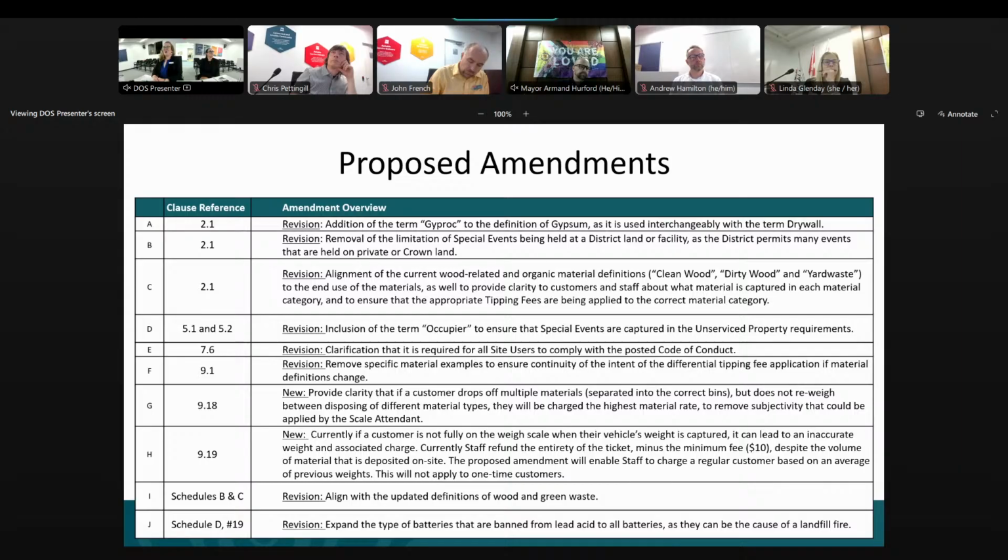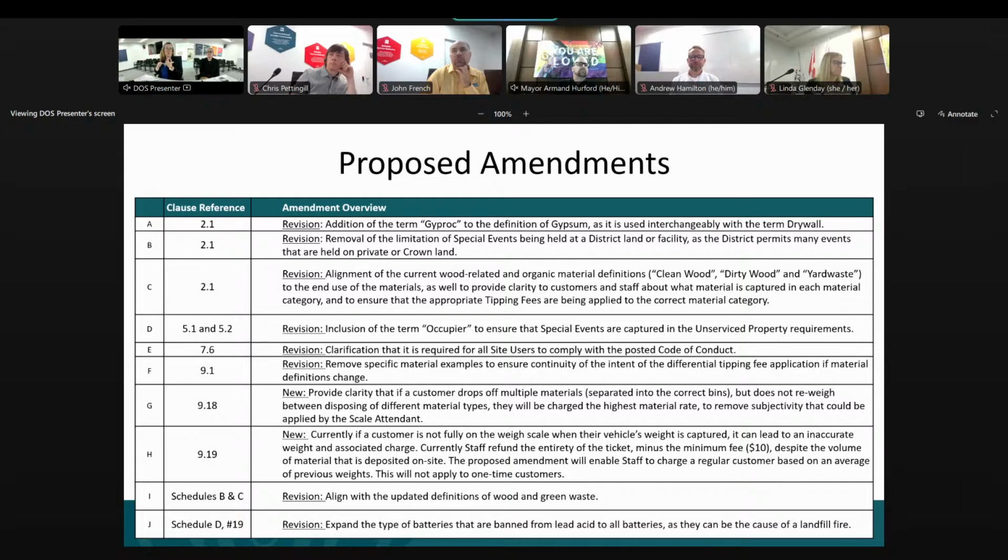And then the next two are new. They are best practices. We've been working with other folks in our industry to ensure this is what folks are doing. So this is 9.18. If someone comes to the landfill and they have multiple materials and they drop them off all in the proper bins, however, they choose not to rescale and get the different weights and rates for those different materials, we will charge them at the highest rate.